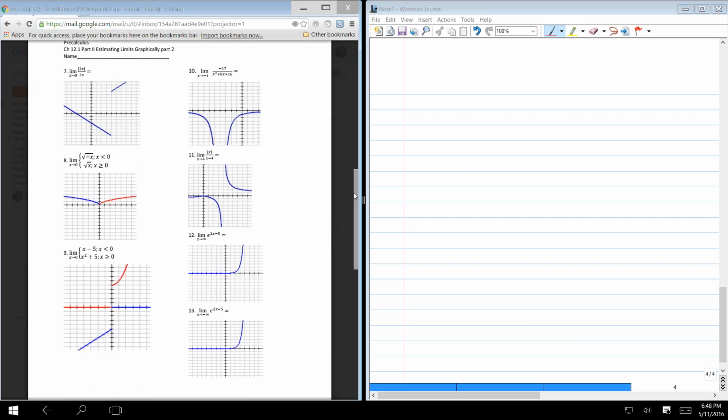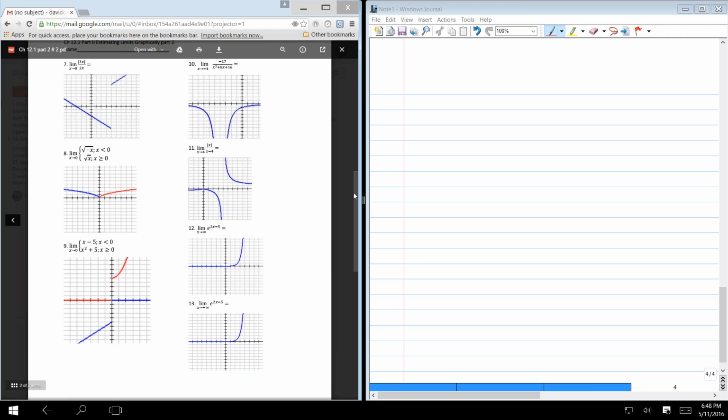Okay. What's the limit as we approach 0 on number 7? There's only one, and that's -3. Correct. It's -3 because when we approach 0 from the left, it's -3, and when we approach 0 from the right, it's -3. Since both are the same number, the limit does exist, and it's -3.